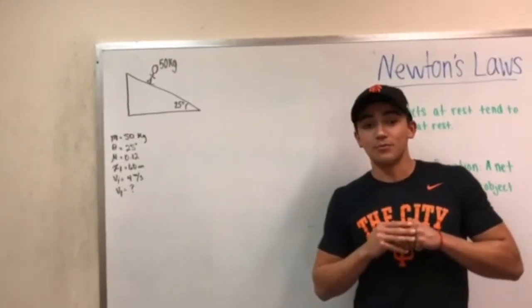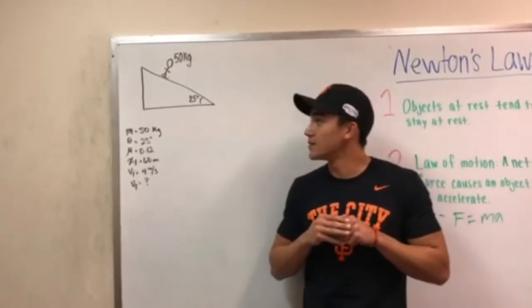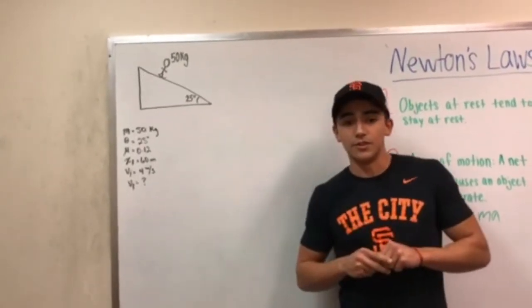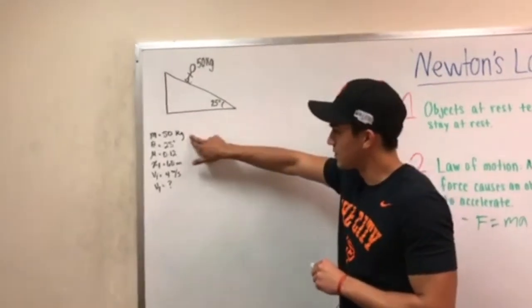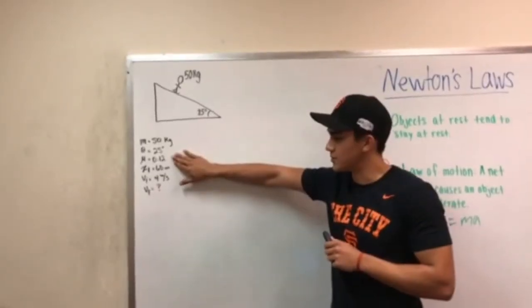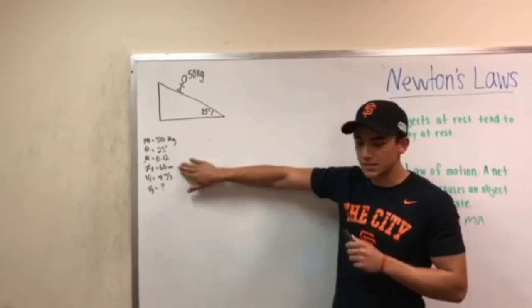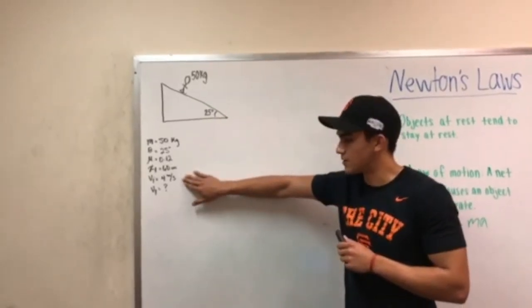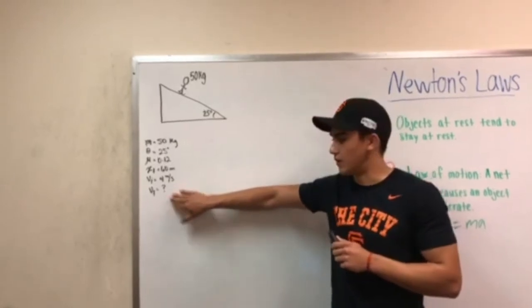We're going to do an example problem. The problem states that we have a 50 kilogram skier going down a 25-degree slope. In the givens, she's 50 kilograms, the slope is a 25-degree angle, and the coefficient of friction is 0.12. The distance that she's skiing is 60 meters, her initial velocity is 4 meters per second, and we're going to try to solve for the final velocity.